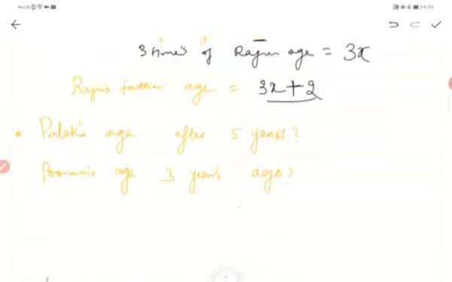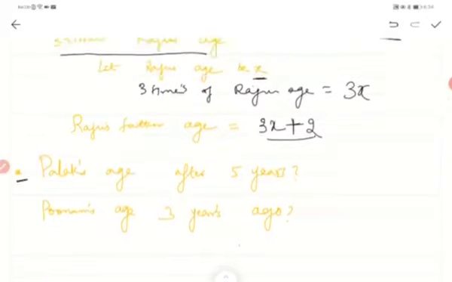Now look at this question: Palak's age after 5 years. See, here there is no comparison with anyone, it is directly just given Palak's age after 5 years. What does this mean? We are comparing Palak's age with her present age. When nothing else is given, you will add 5 years to her present age. Present age we don't know, so let the present age be x. So what will be Palak's age after 5 years? It will be x plus 5.